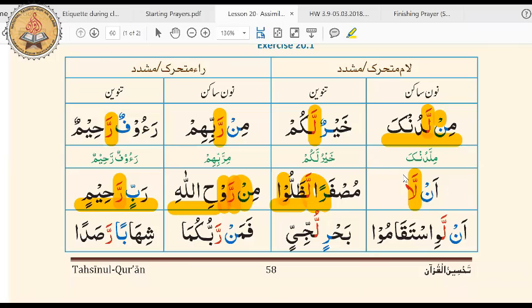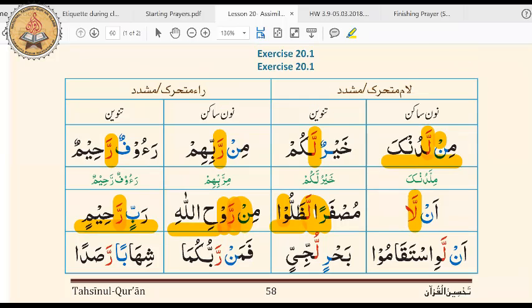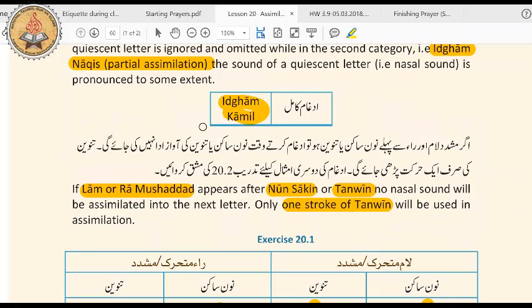Remind me what is the name of the rule. Remind everyone what is the name of this new rule that we're learning. I've forgotten. Okay. Can you see here? Yes. So say out loud for all of us. Idgham Kamil. Yes, good. Idgham kamil. Good.